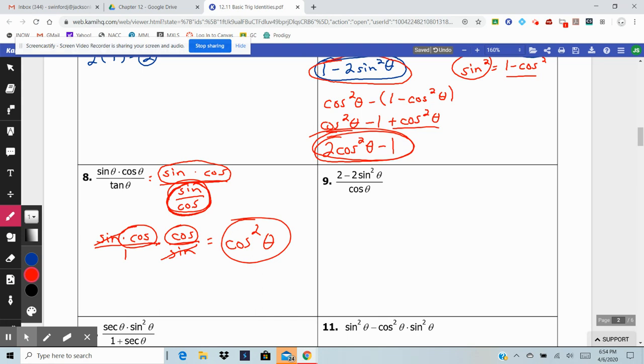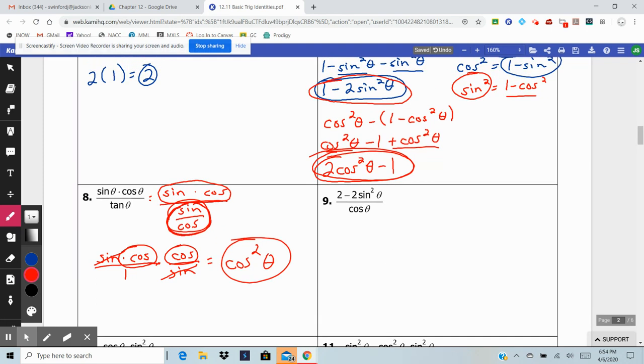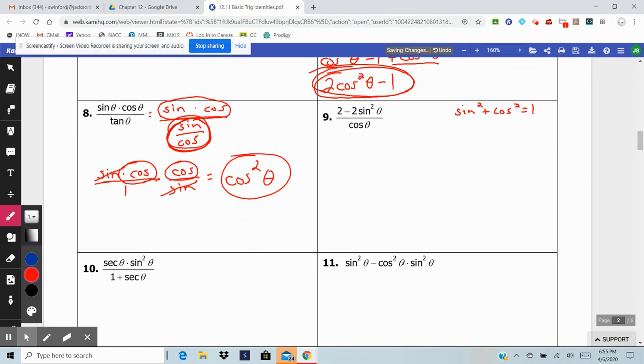Next up, you have 2 minus 2 sine squared over cosine. Now we're getting really challenging with these because this doesn't fit anything. 2 minus 2 sine squared, a couple of different ways you can do this. I'm going to show you the hardest way to begin with. I know that sine squared plus cosine squared equals 1. Which means to replace this sine squared with cosine stuff, I can move the cosine stuff over, and that sine squared is equal to 1 minus cosine squared. And again, this is one method of doing it. I'll show you another one after we finish.